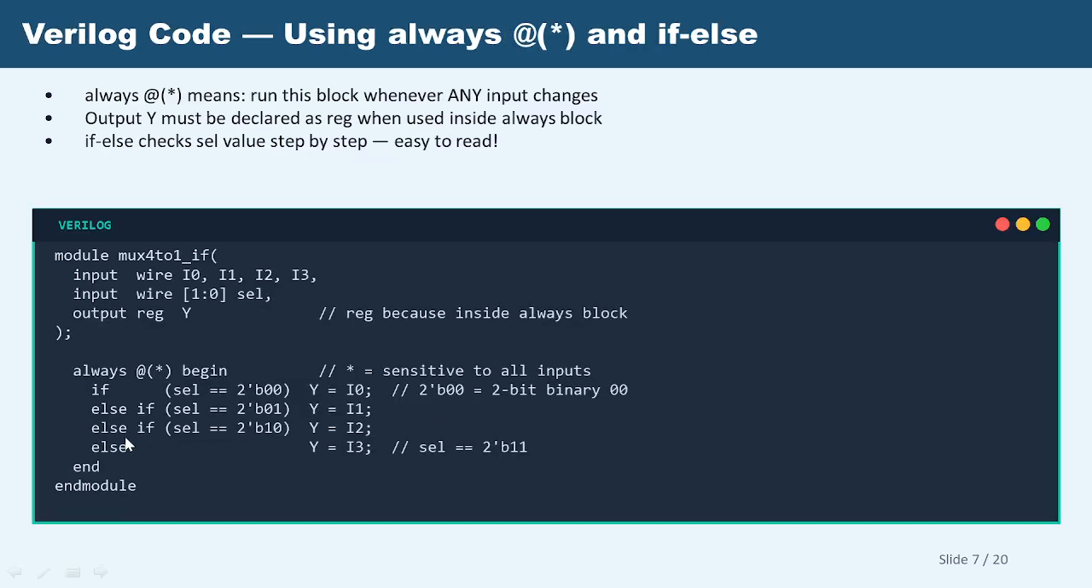You can also use else if here at last: else if select equals 2'b11, Y is equal to I3. You can use it like that also, but just to pass the else statement. If you don't get any of these outputs, then it should end in else. If none of these conditions is true, at least you need to use this, right?